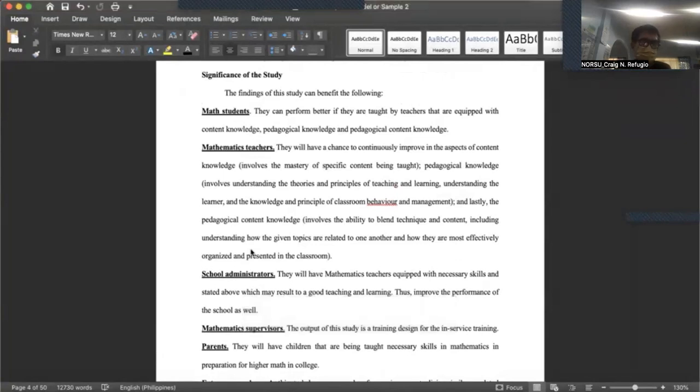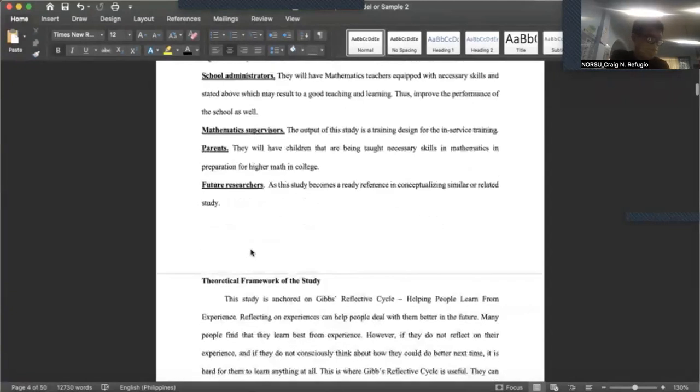What you are going to remember in the significance of the study is that when you are able to identify who can benefit from the findings of the study, what are those different agencies or organizations, you are going to mention in what way they can benefit. So you are going to specify exactly what kind of benefit and in what way they can benefit.